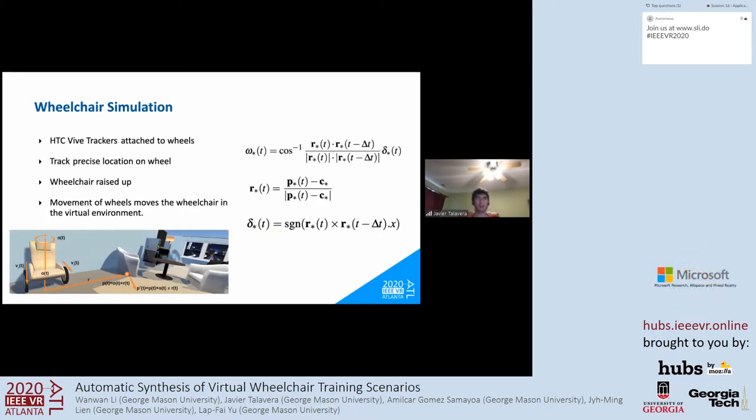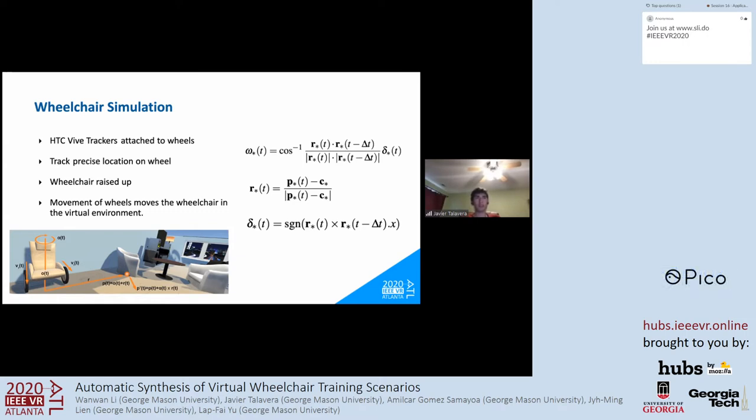Moving on to the navigation within the room, the wheelchair simulation is done using HTC Vive trackers attached to the wheels of a manual wheelchair. This allows for precise tracking of the wheels' locations. And the wheelchair with the trackers attached is raised to keep the wheels off the ground. And moving the wheels of the wheelchair moves the virtual wheelchair.